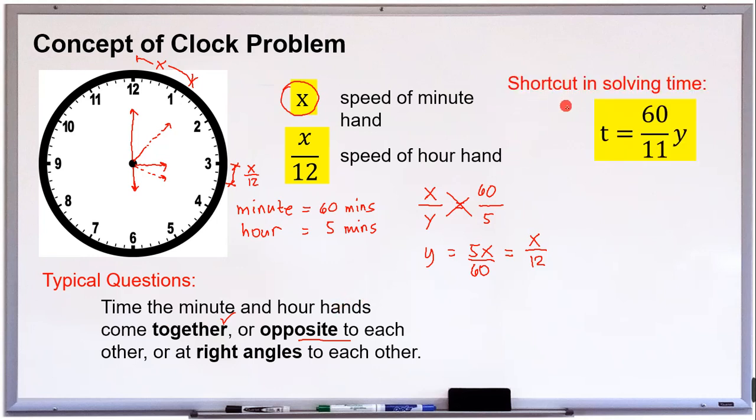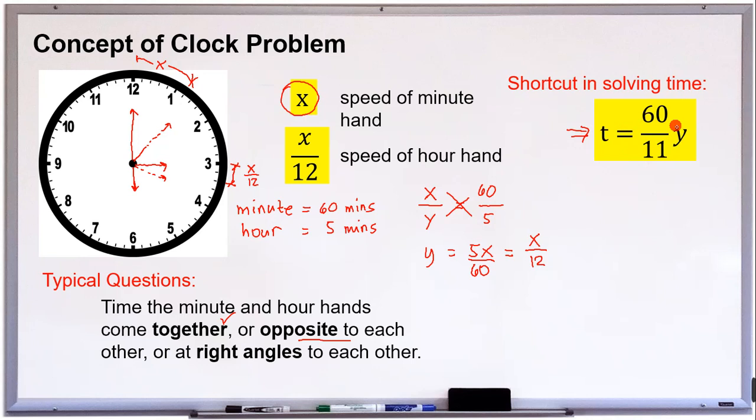Now we have here a shortcut in solving the time. Instead of illustrating the problem, you can use this shortcut formula. But this formula does not apply to all clock problems. This one is only limited to simple clock problems. So we have here the time t is equal to 60 over 11 times y.